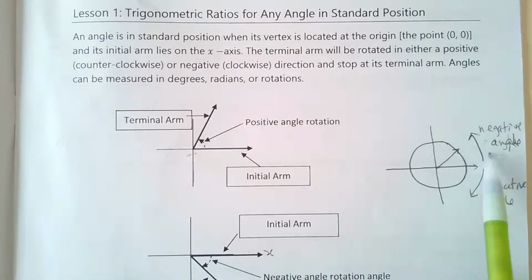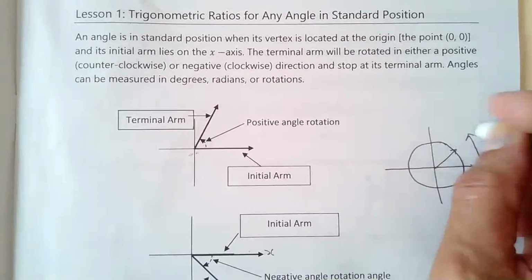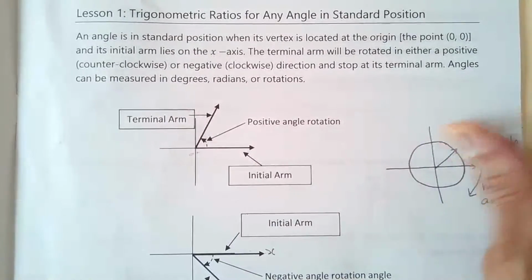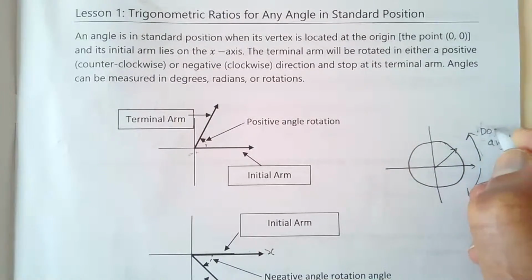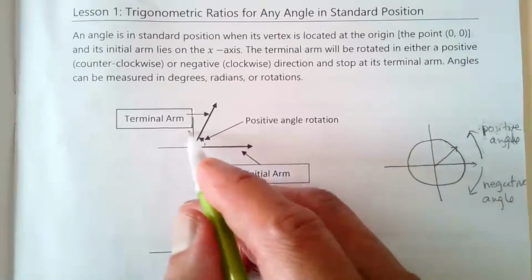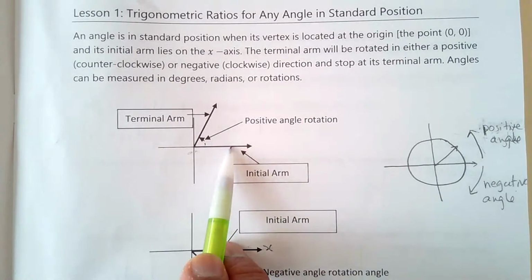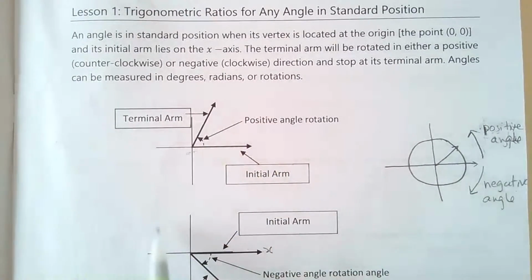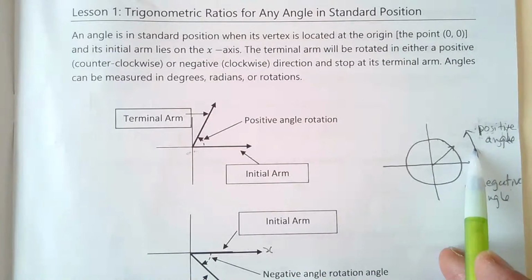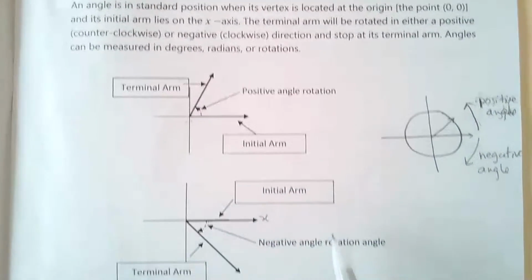So if you're going counterclockwise, that is positive. This is a negative angle going down. So going up, starting from the x-axis or initial arm, going counterclockwise is positive. Going clockwise, it will be negative.